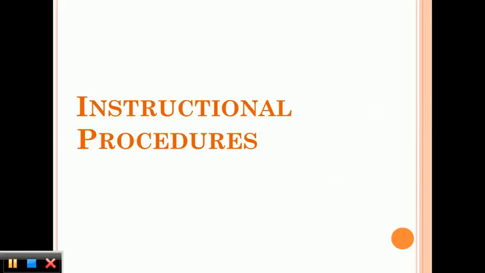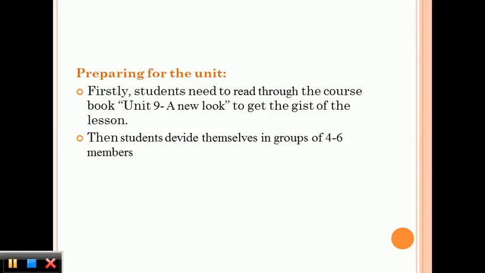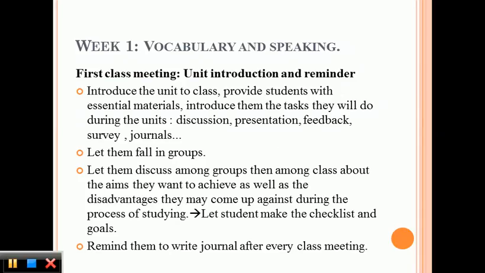Instructional procedure. To prepare for the unit, firstly, my student needs to read through the coursebook FCE Gold Plus Unit 9 A New Look to get the gist of the lesson. Then they divide themselves in groups of 4 to 6 members. Like I've said before, my unit lasts for 3 weeks, and each week we have 2 class meetings.